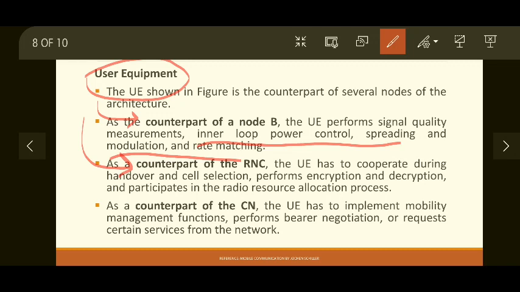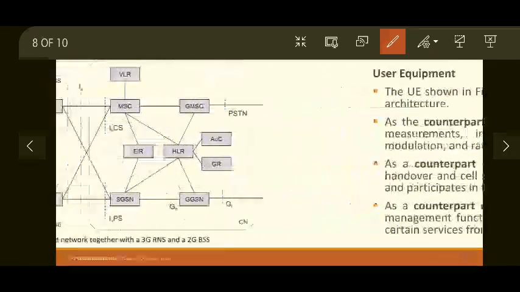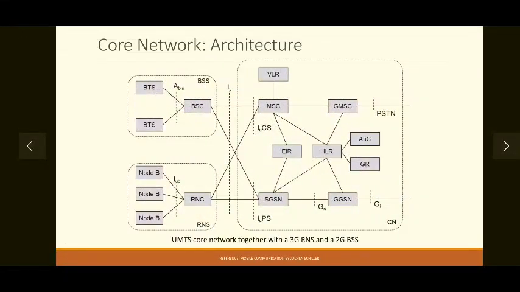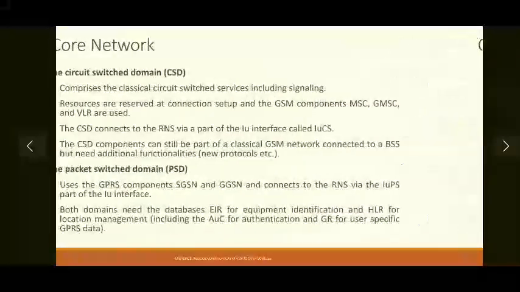Its functions will also be implemented with the help of user equipment, like management functions, bearer negotiation, or requesting certain services from the network. These will be initiated by the user and then implemented by the core network. So let's see what are the functions of core network. So this is a core network architecture. Although the diagram looks much larger, it is very simple to understand if you observe carefully.